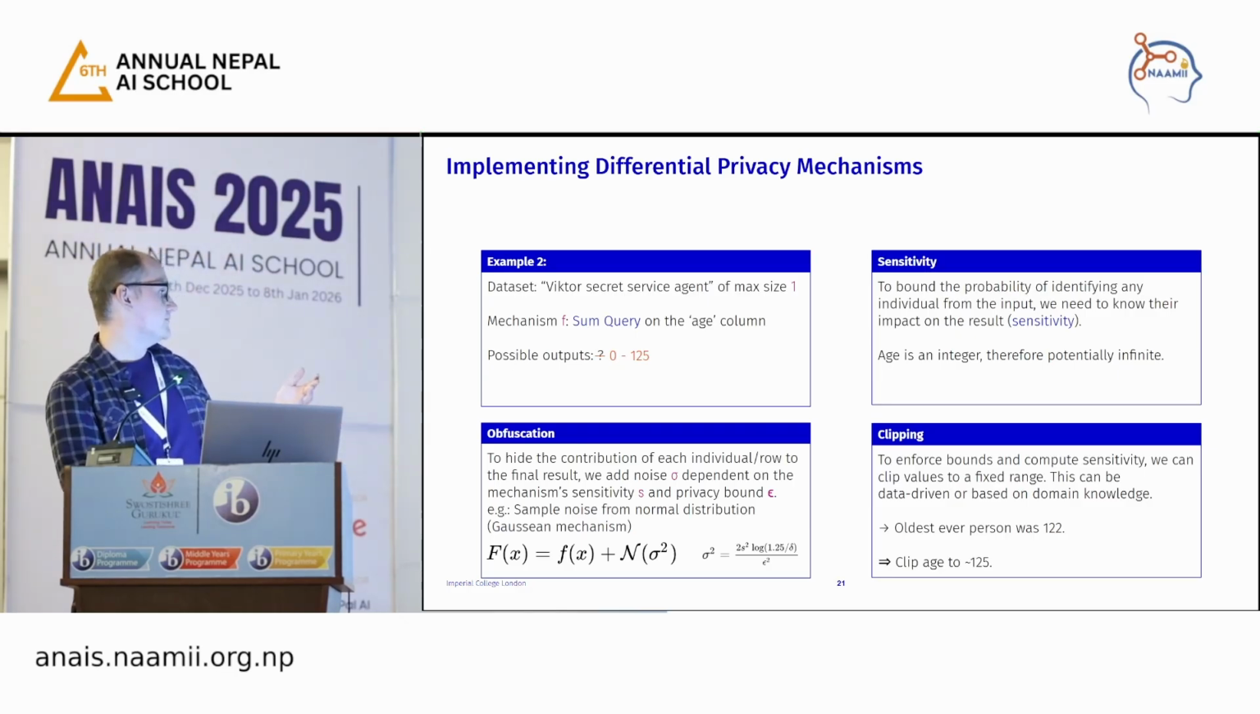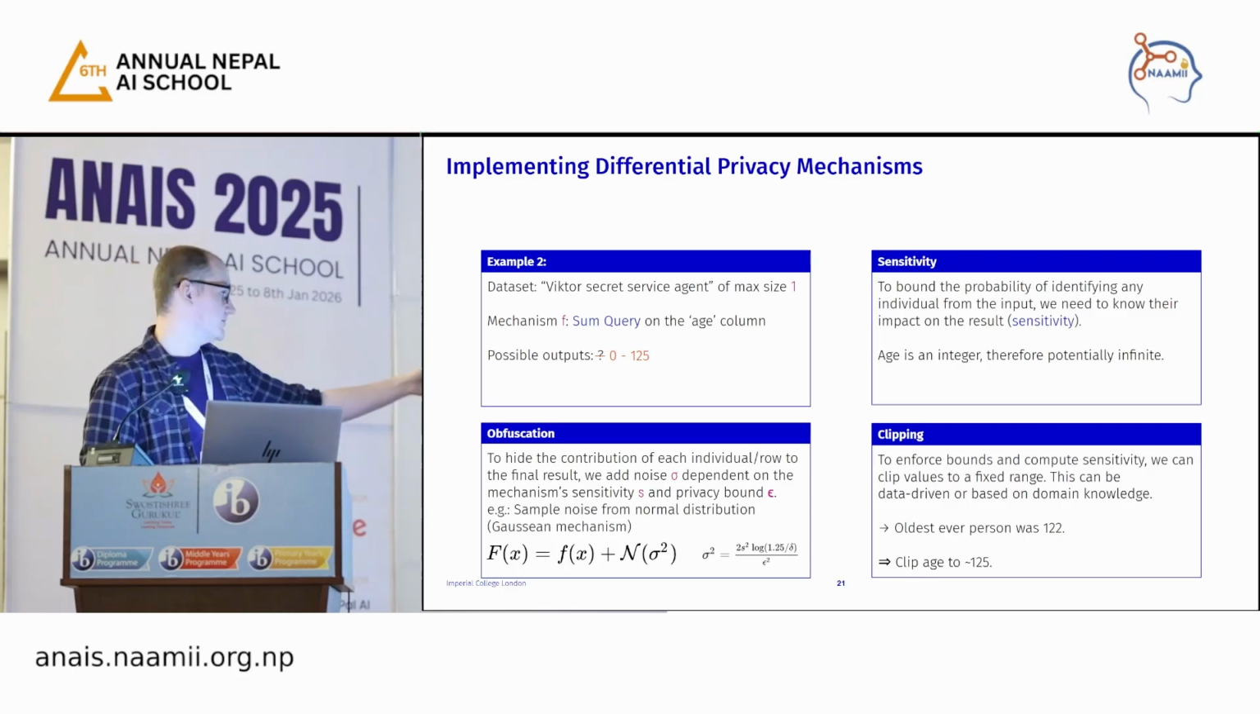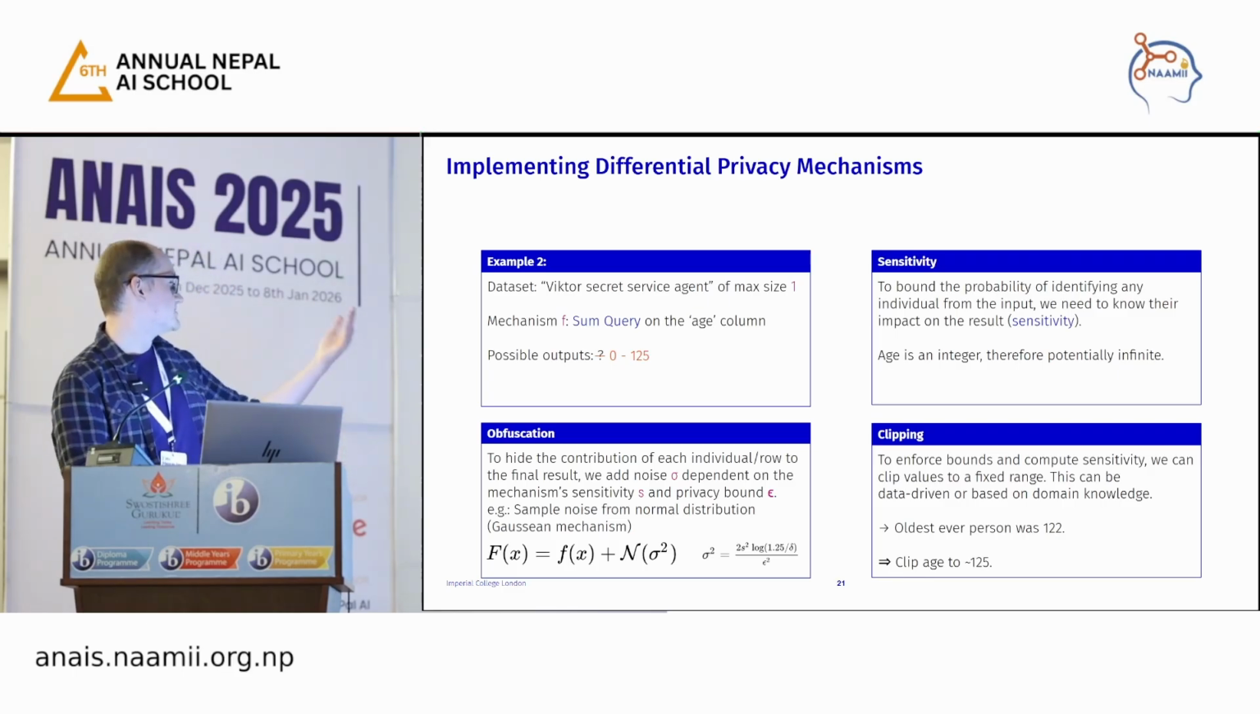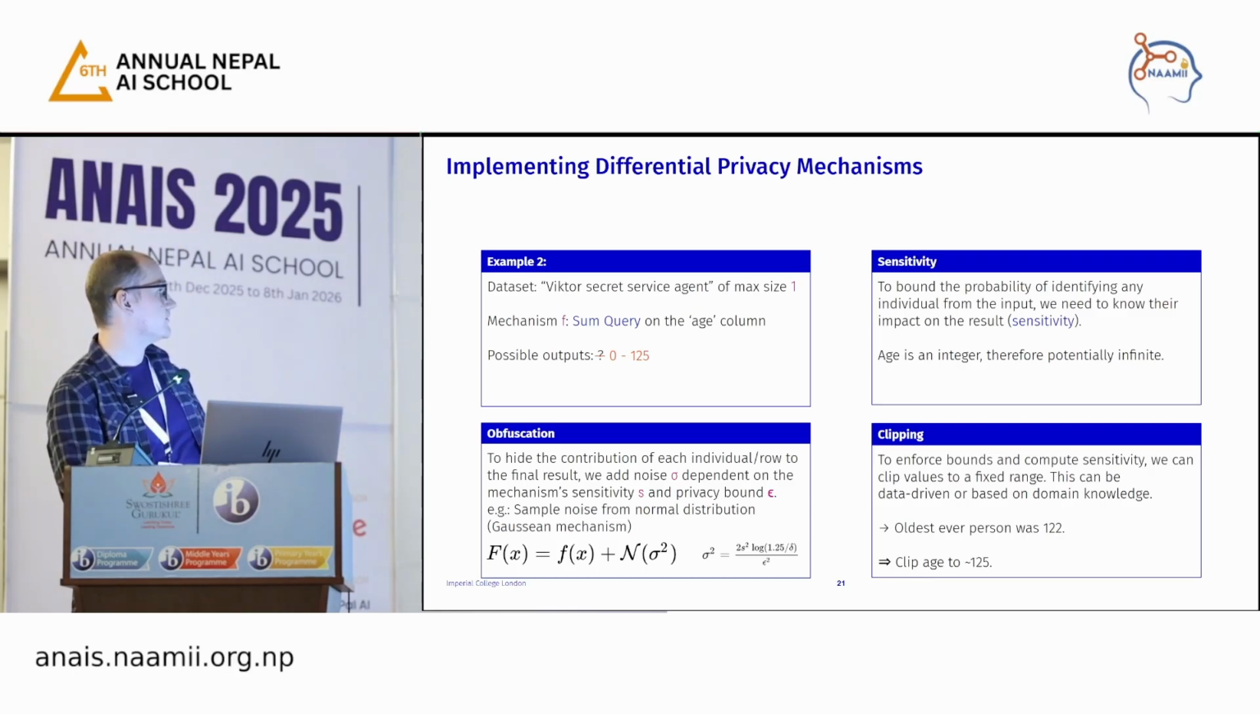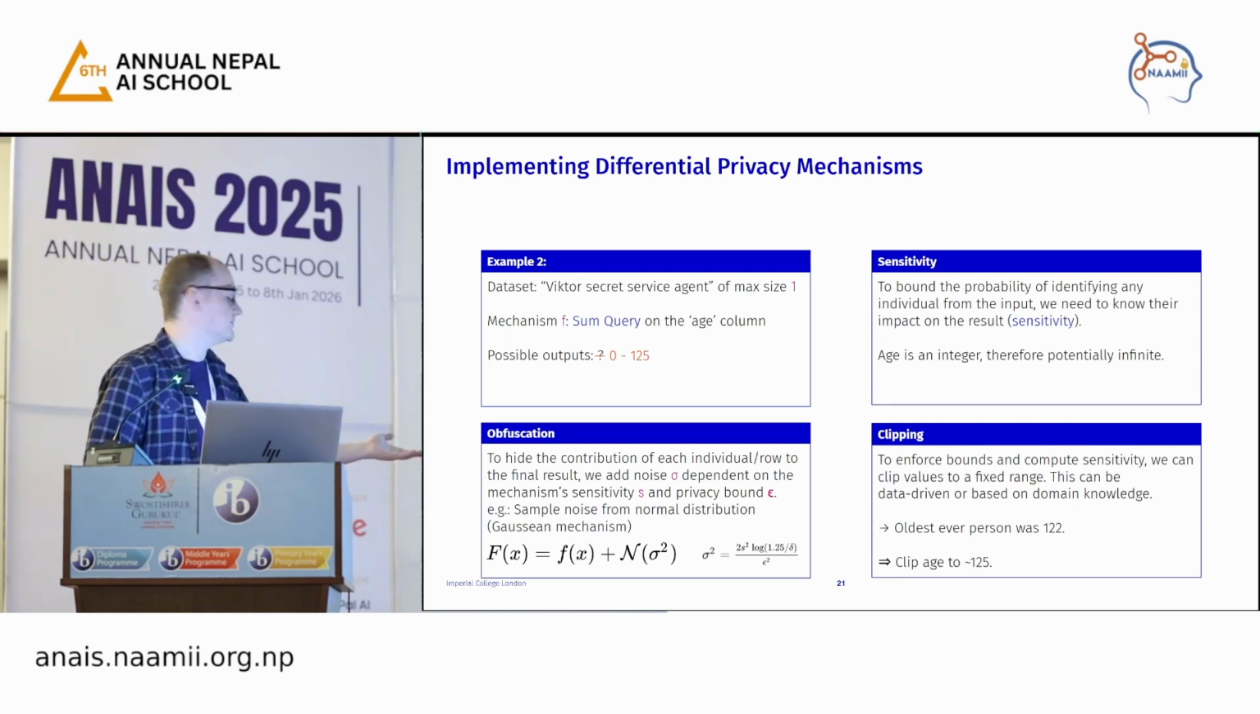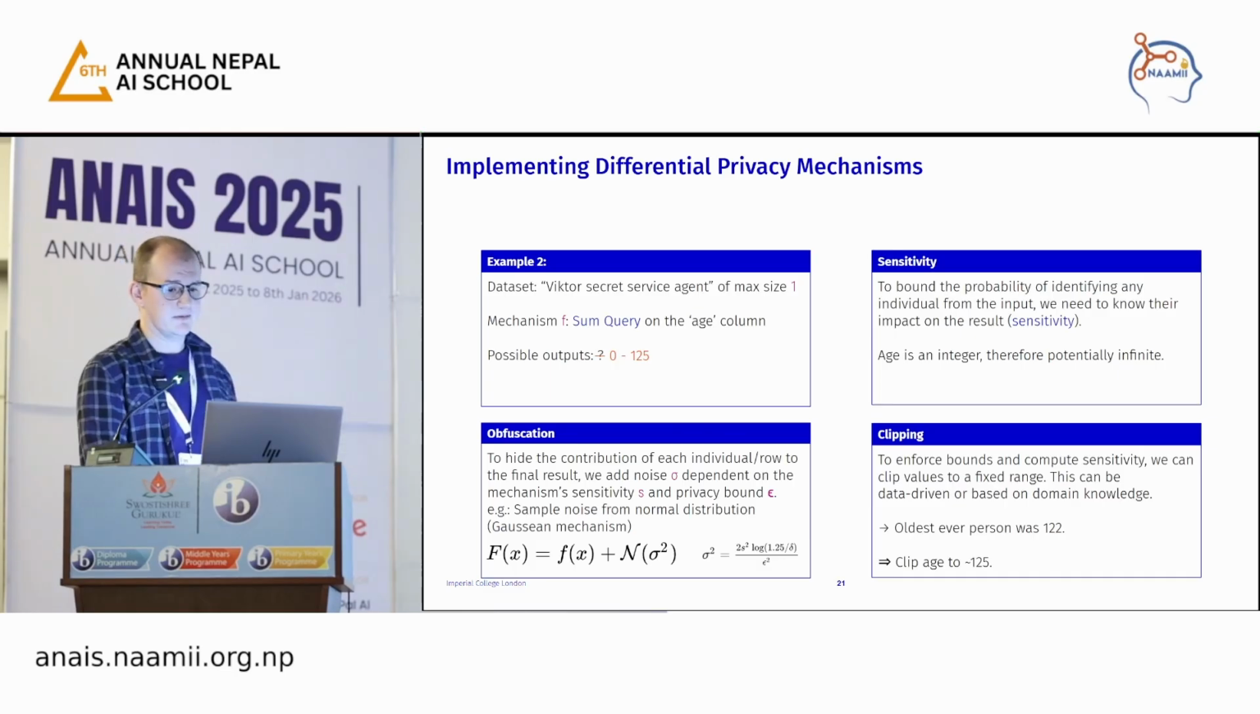But what we can do is think about what are reasonable values for age. Unlike income, which we had before, age does not scale to 1 billion. The oldest person we have ever known of is 122, so we give a bit of leeway there. We clip the age to 125. So the sensitivity of our mechanism would be 125. The possible output here is somewhere between 0 and 125, plus noise, so the actual output could be something like 68.3.